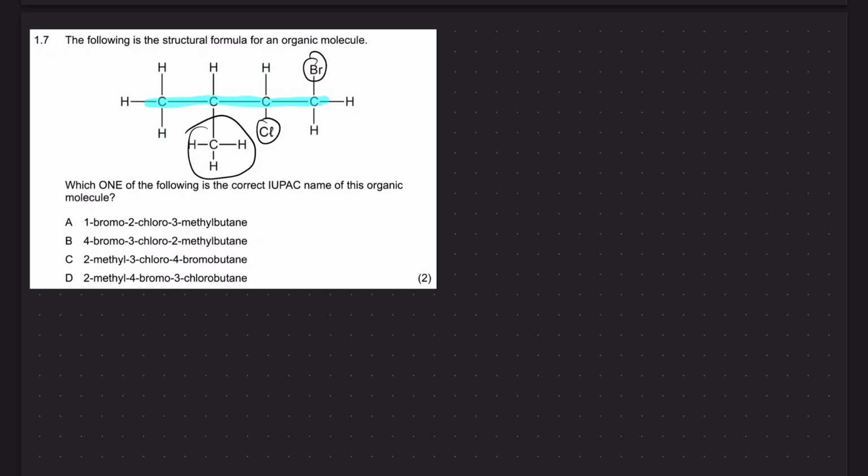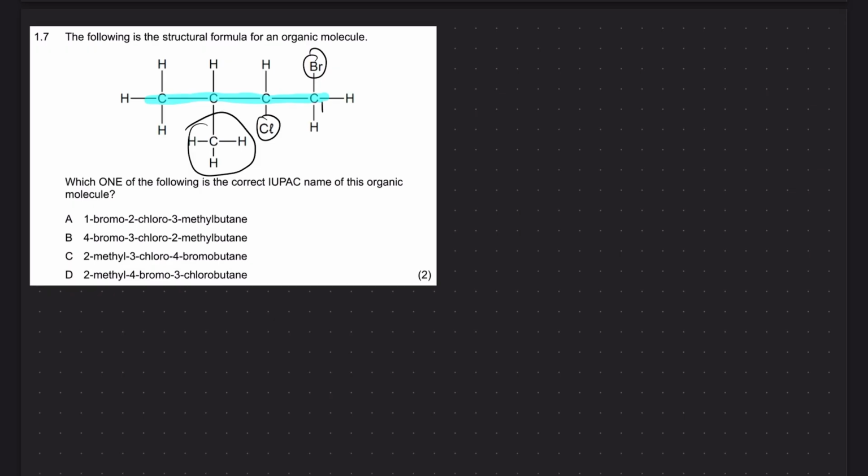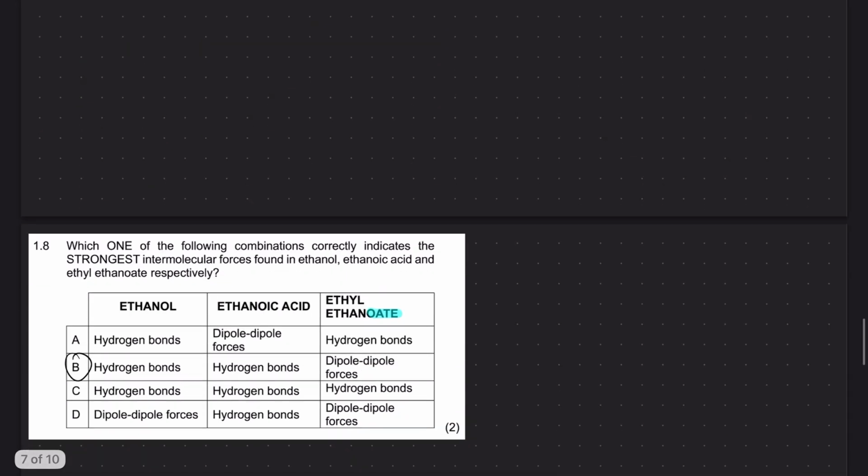Now, because they share the same priority, we start numbering from the closest branch. So if I number from the left, the closest branch is going to be on carbon 2. But if I number from the right, the closest branch is going to be on carbon 1. So going from the right is the correct way. So if I go from the right, the first branch is going to be 1 bromo. And the only option that has 1 bromo is going to be A.